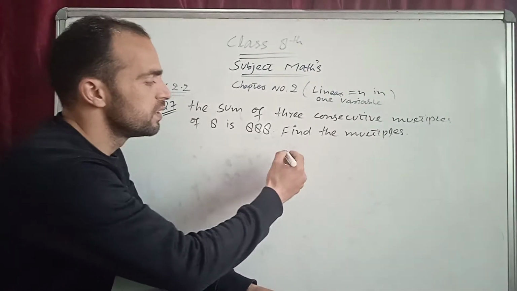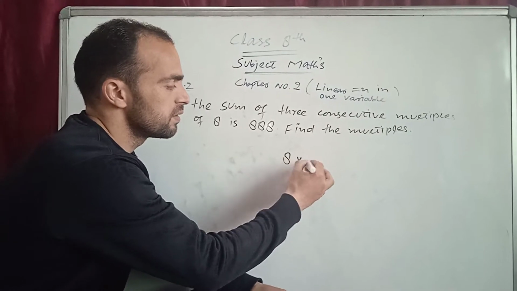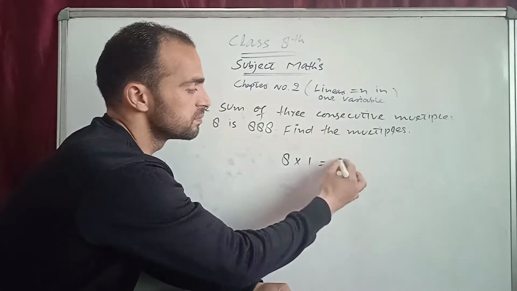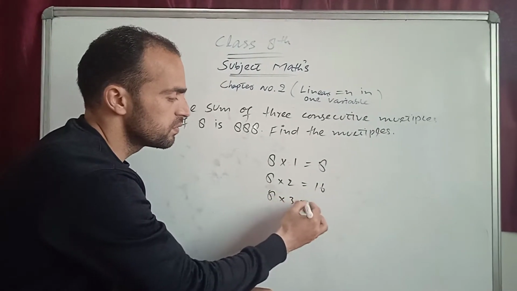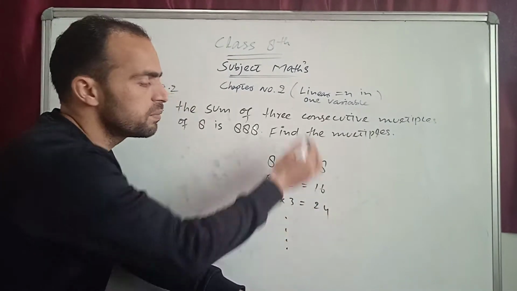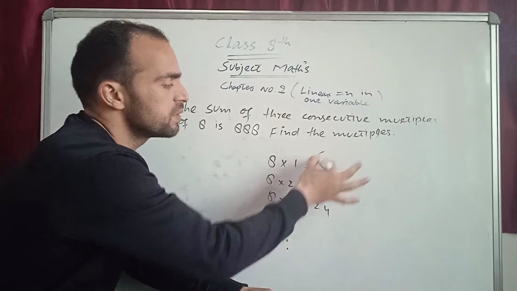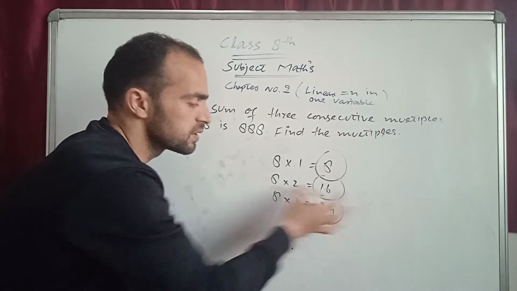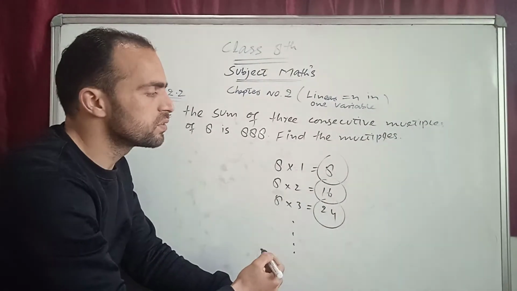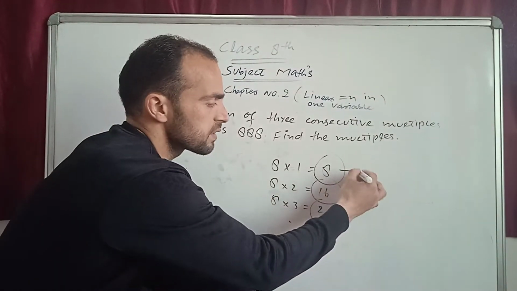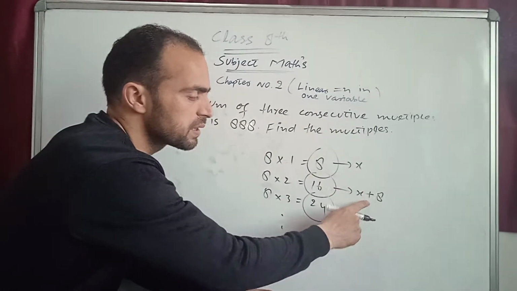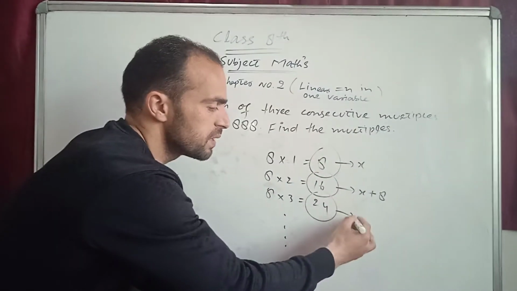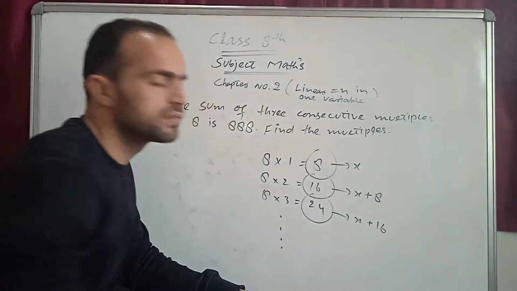For example, if I read the table of 8, 8 twos are 16, 8 threes are 24. This is called the table of 8, but multiples of 8 means this one, this one. These are multiples of 8. So if I choose this as x, this must be x plus 8. Why x plus 8? Because the gap is of 8. And this must be x plus 16.